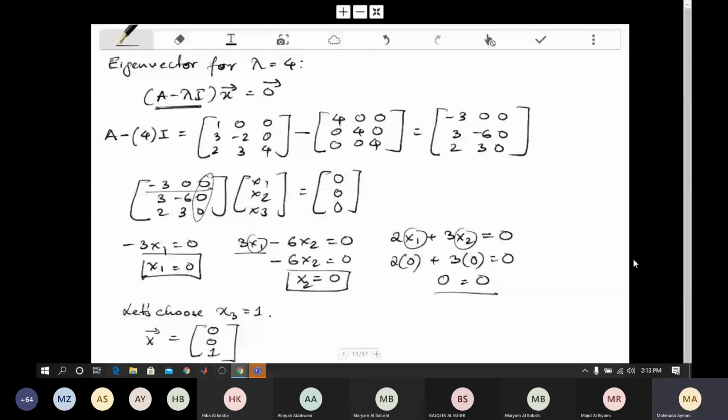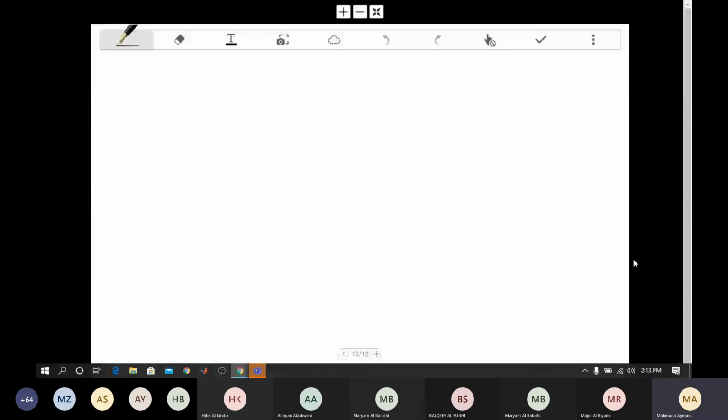Okay, great. So now we will look at the theorems for the eigenvalues and eigenvectors. Forgive my handwriting because I'm writing a bit fast.